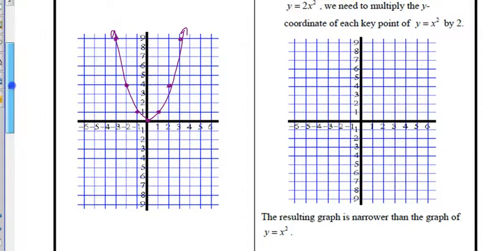So, we are now going to graph y equals 2x squared. In order to do this, we multiply the y coordinate of each key point by 2. So the y coordinate of this point is 0. Times 2 is 0.